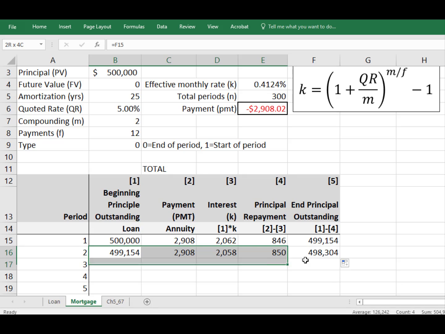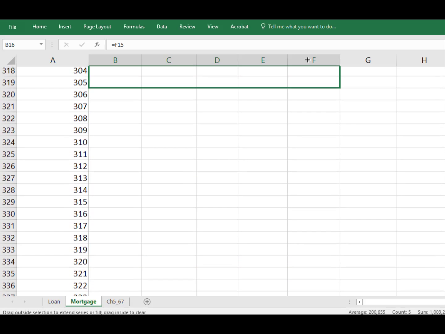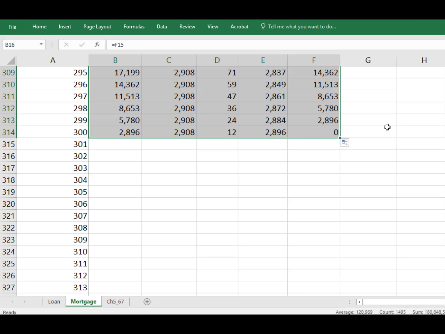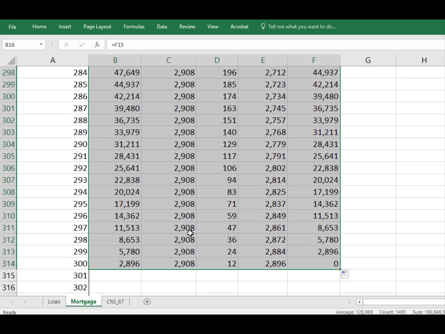Okay, so now I'm going to select this and I'm going to drag down, and we should see that at the end of 300 periods, the ending principal balance will go to 0. So I'm simply holding down, whoop, overshot. Let's take a look. Voila. You can see that we have our payment, which is always 2,908. We have the interest portion, which is declining as the beginning balance is going down. Given a fixed payment, the principal amount being repaid is going up. In the last period, it's exactly equal to the starting balance. We end up with 0.